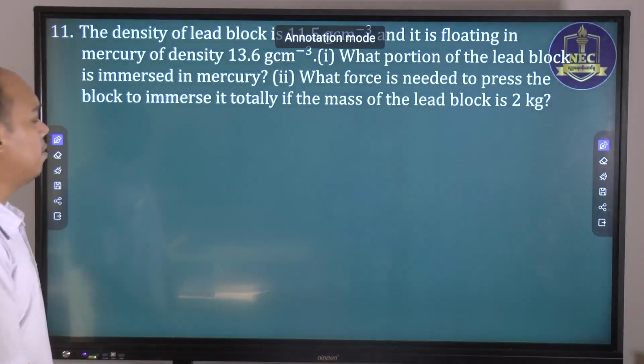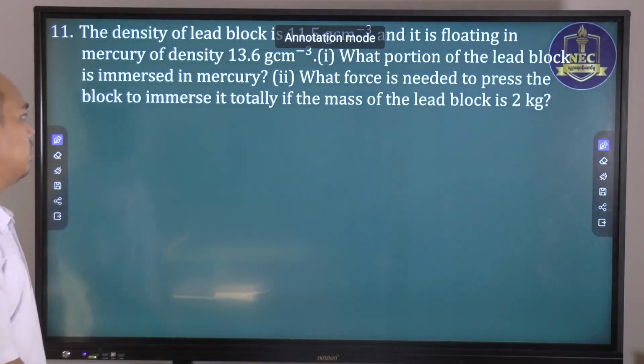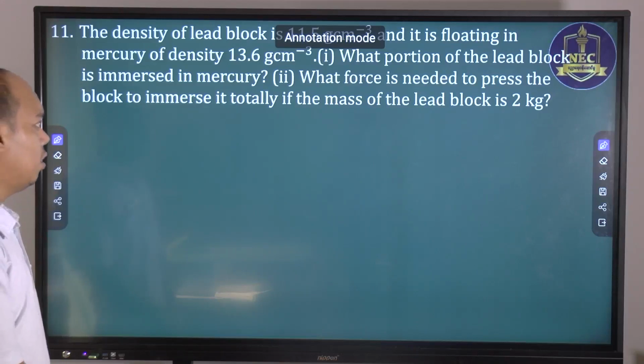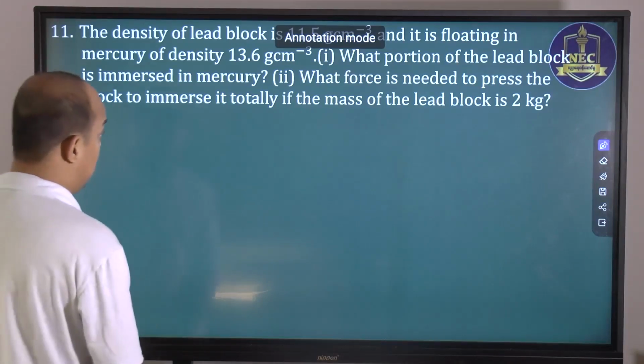The density of the block is 11.5 gram per centimeter cube and it is floating in mercury, density 13.6 gram per centimeter cube.